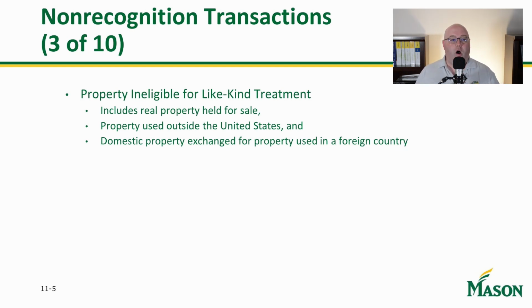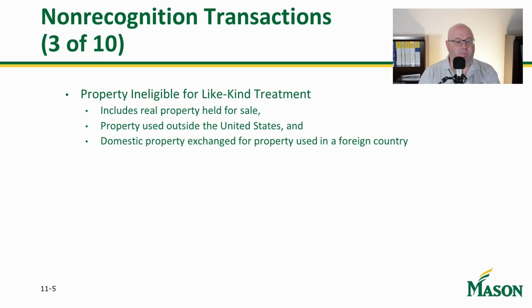Not allowed. Also, domestic property in exchange for property used in a foreign country, the reverse is also true. So if I want to do a 1031 exchange where I'm going to be swapping property from here in the United States for that property down in Costa Rica, I can't do that. And that's something that they will actually forbid you from doing.